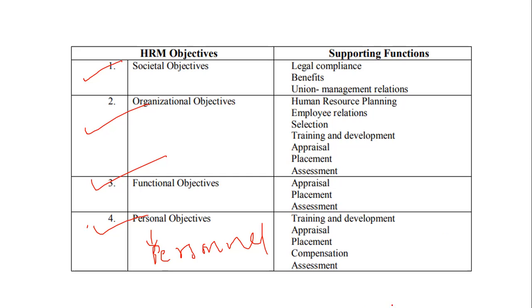Then you have functional objectives. Now when I say functional objectives, it talks about your appraisal, your placement, your assessment. So functions means where your actions are required. These actions are required in appraisals, in placements, and assessments. So these are the areas where the operational things are much more into consideration.